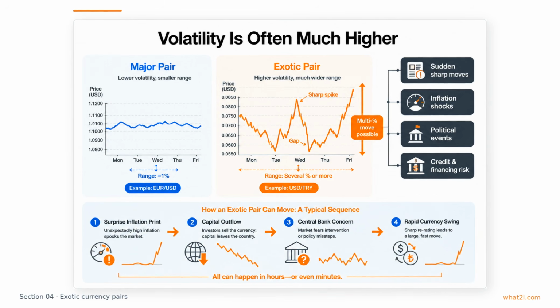That creates the possibility of large moves, but it also creates much larger trading risk. A move that looks exciting on a chart may be very difficult to manage in real time. So with exotics, volatility is not just opportunity. It is a core part of the danger.